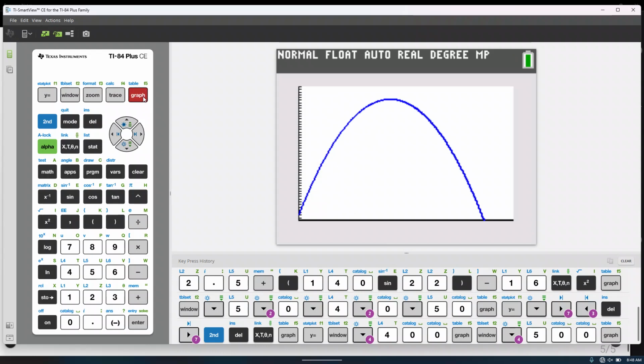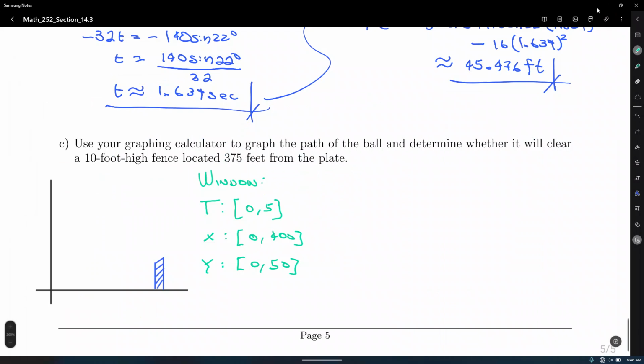And at x equals 373, 375, there's a 10 feet high fence. The question is: is it going to make it or not? All right. Well, that's the picture of the situation here. I'll draw it later.